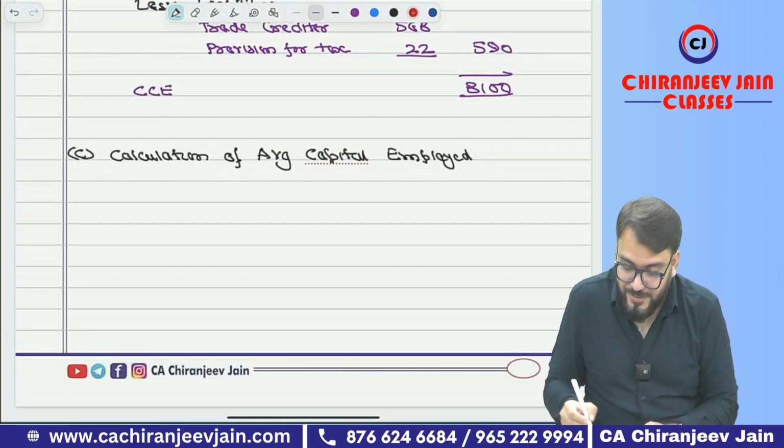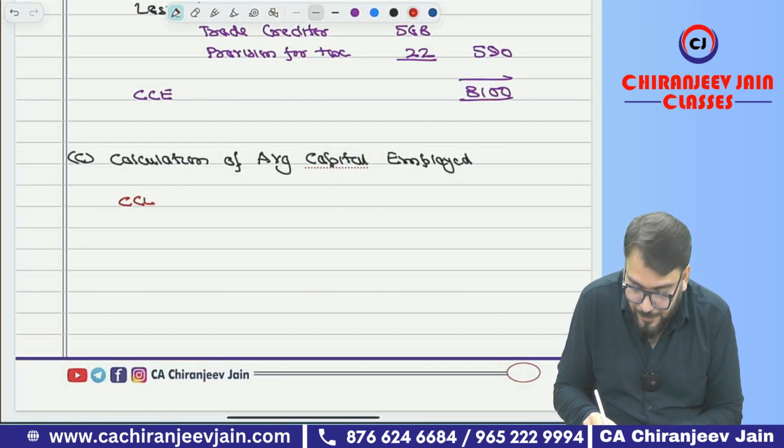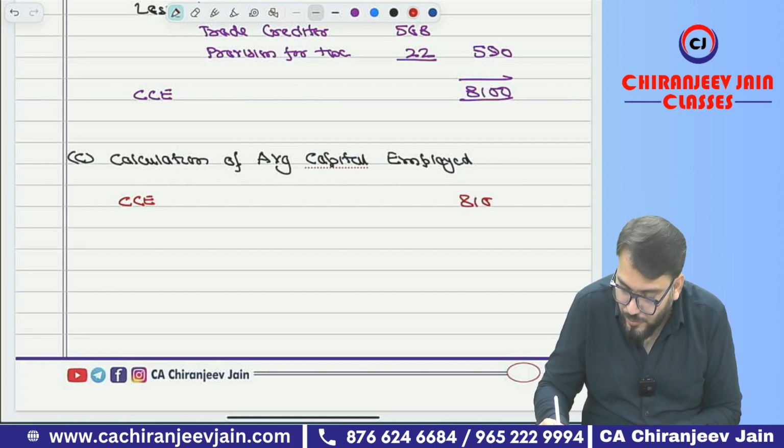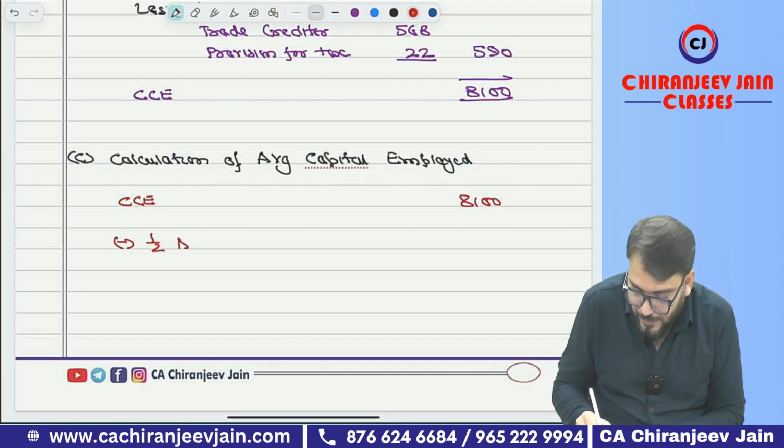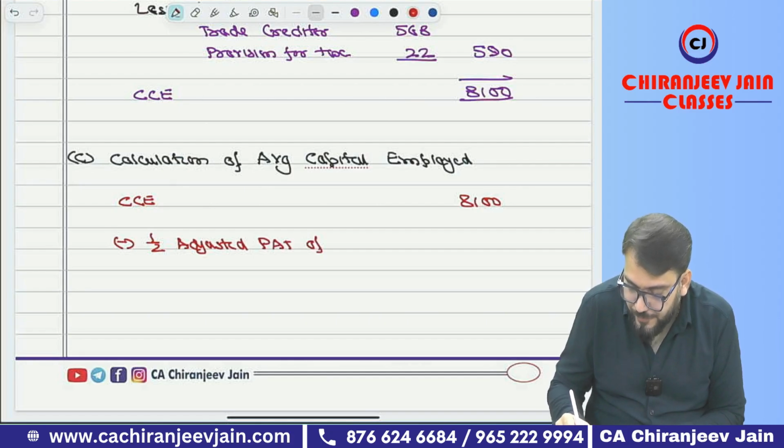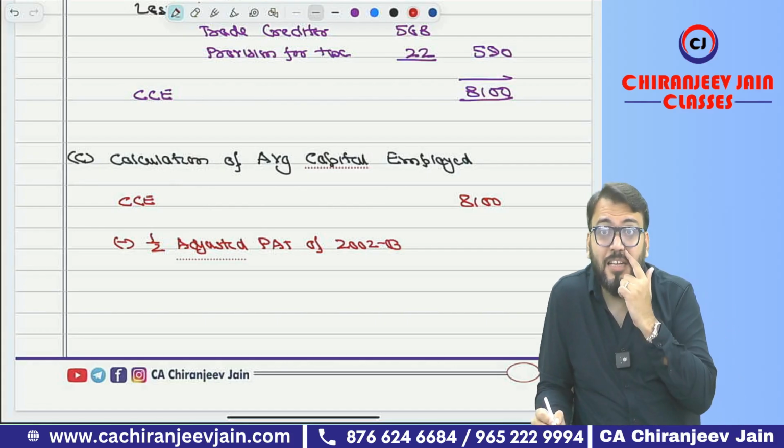We will start with CC. We have closing capital employed of how much? 8,100. From this we will minus half of the adjusted profit after tax of which year? Of 2002-2003, the immediate last year.